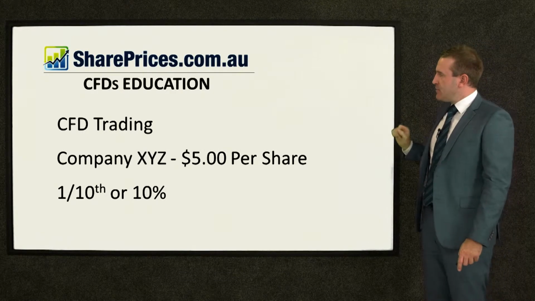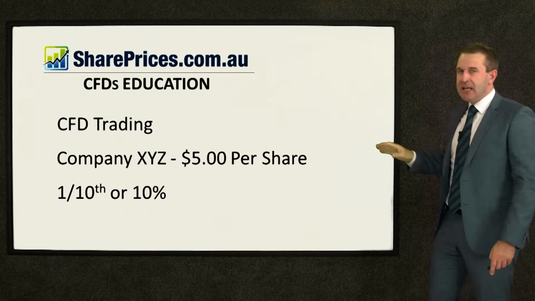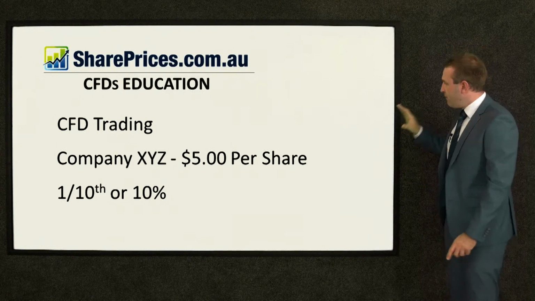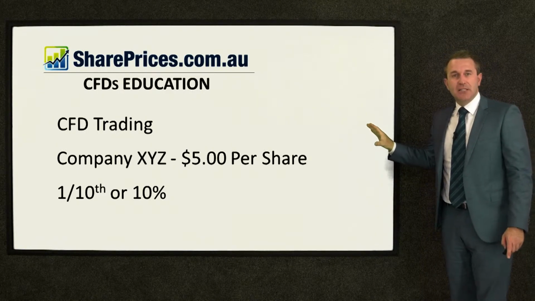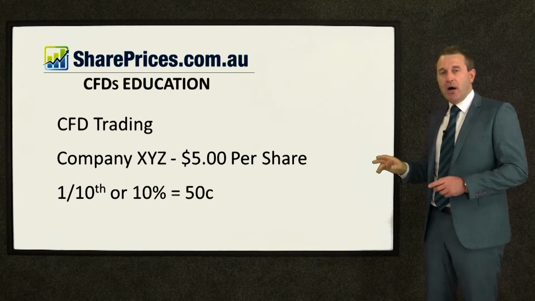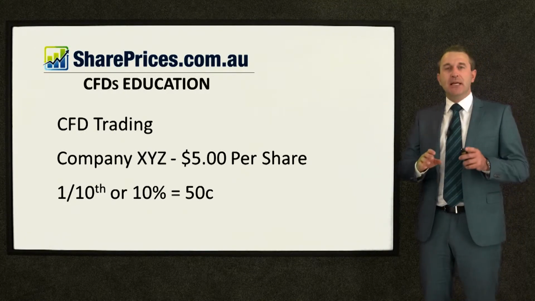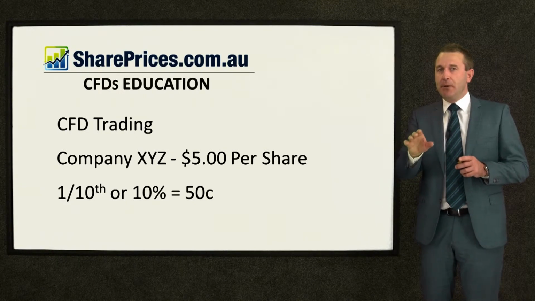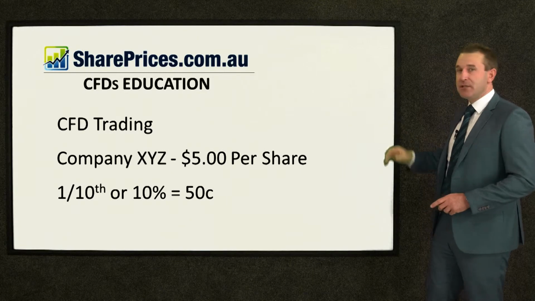What you will need using a CFD is just a tenth or 10% in this example of the total value of that $5 share to get into the marketplace. Now quite simply that would equal 50 cents to buy a $5 share, meaning it's leveraged. You've only put down some of the money, there's still money owing on it, but you do get to trade it as the $5 share.